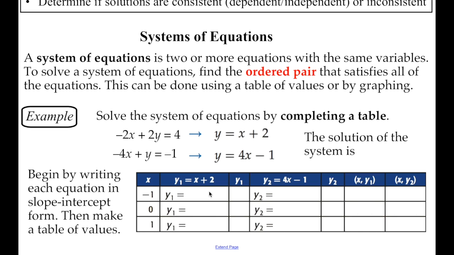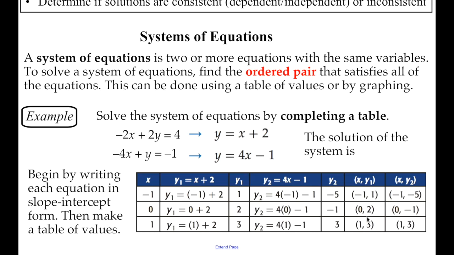So if I put -1 into the first equation, I get out a 1. So that's -1, 1. If I put in a 0, I get out a 2. If I put in a 1, I get out a 3. So those are my three ordered pairs, or the solutions to the first equation. Now I'm going to use those exact same values, -1 into the second equation. That gives me a -5. 0 gives me a -1. And 1 gives me a 3. So the thing to notice here is we got the exact same solution when we put in 1. We got that same ordered pair, and that is the solution to our system.